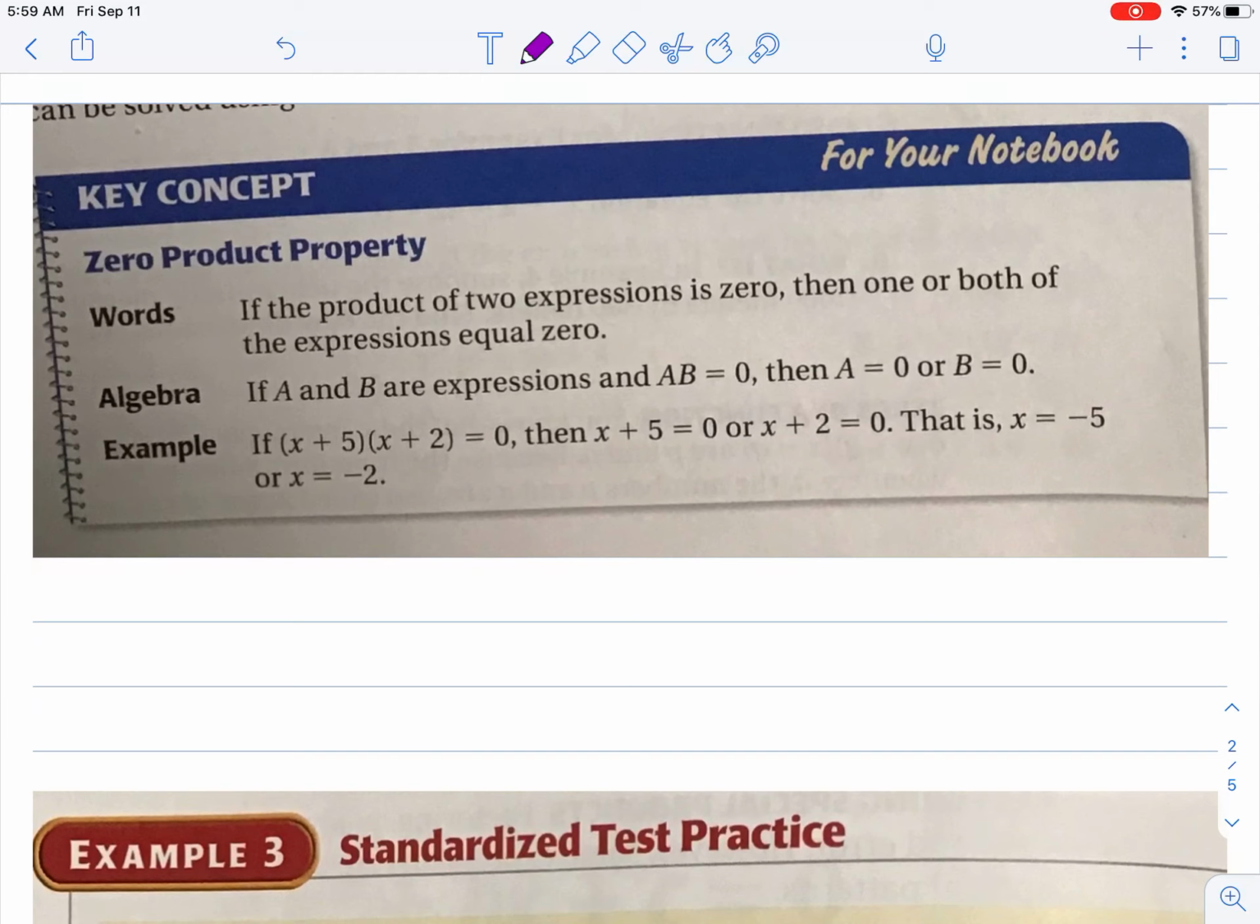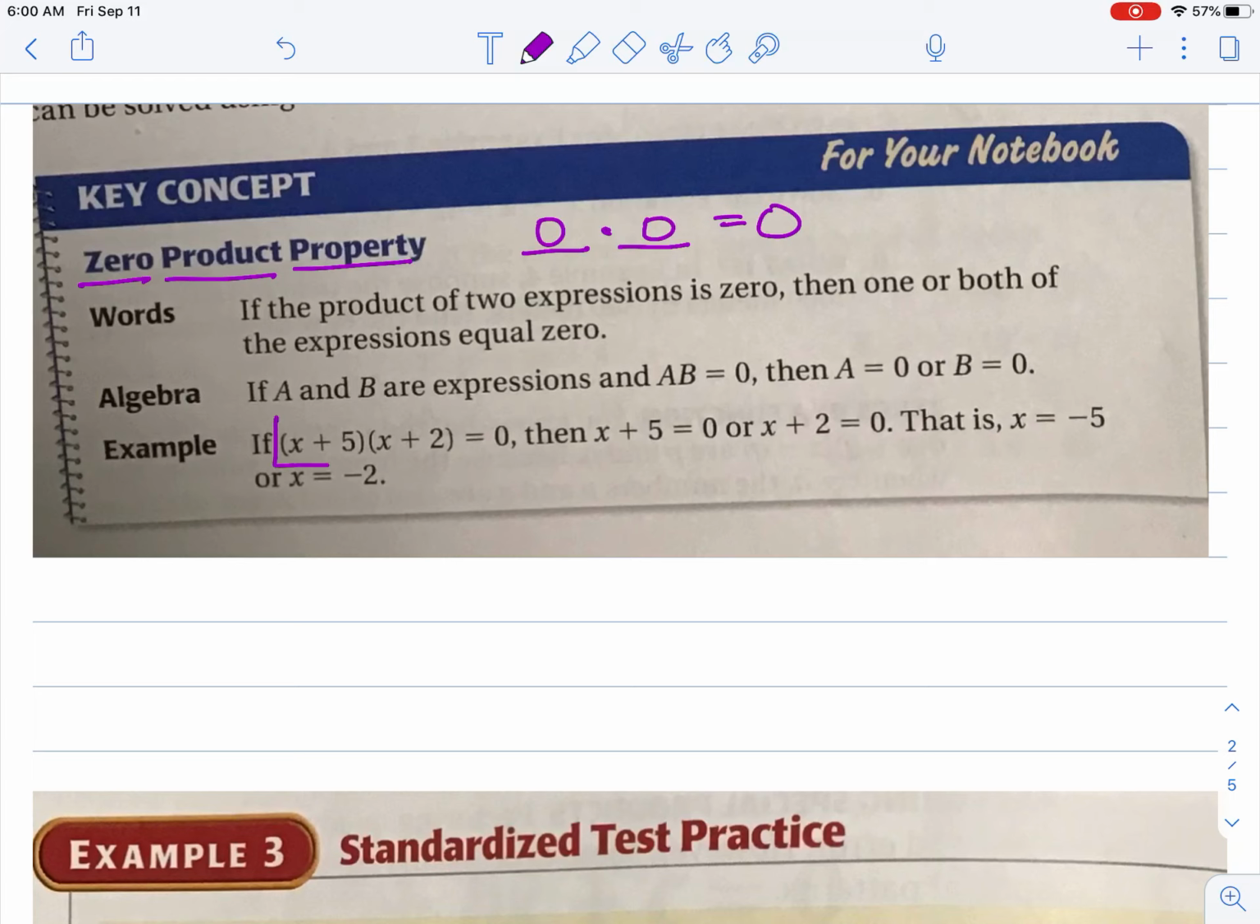Okay, and here's something that we need to make sure is in your notebook. This is called the zero product property, okay? So essentially, what we're looking at is if 2 values multiply together and equal 0, either one or both of them have to be 0, right? Because the only way to get a product of 0 is if one or both are 0, okay?